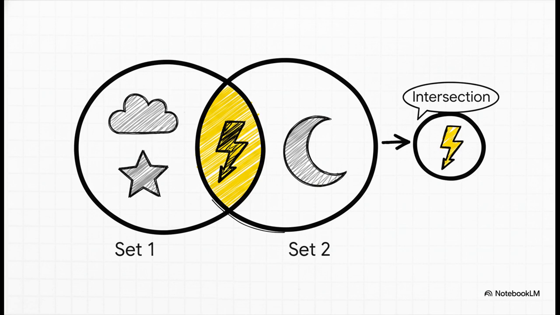And by the way, this is literally how a social media app instantly shows you the friends you have in common with someone else. It's just a set intersection.